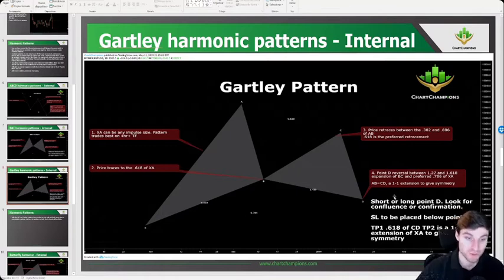Okay, and then on this one, it's very, very similar. Take profit 1 from C to D.